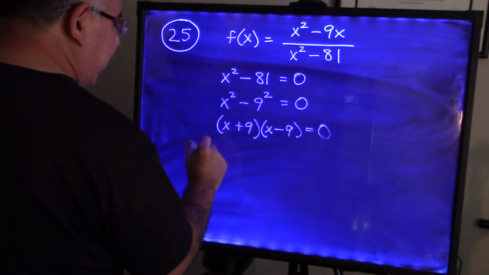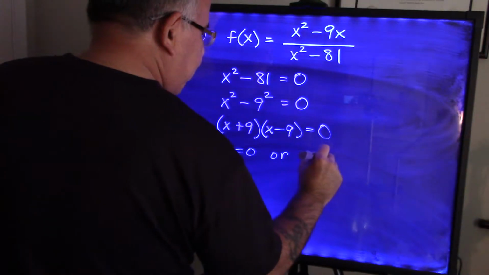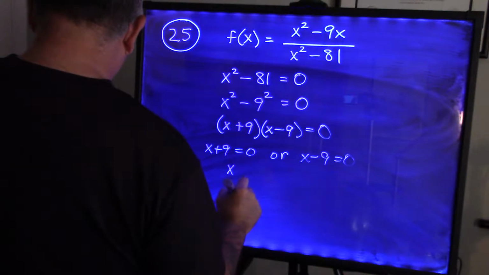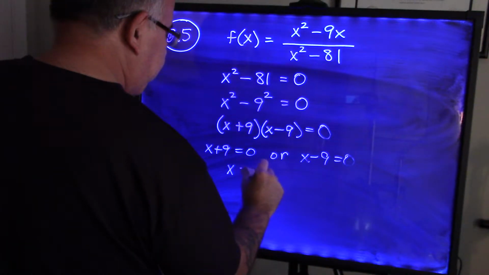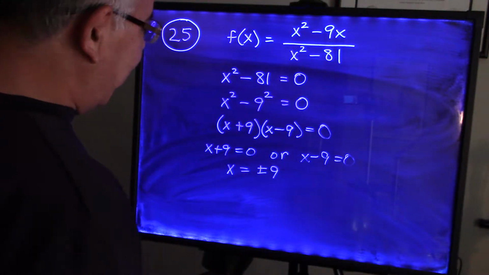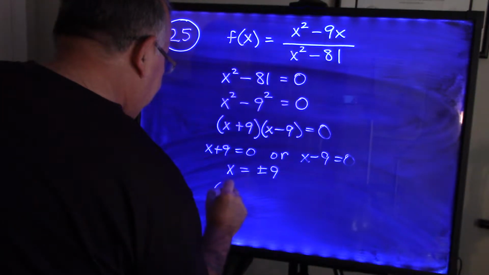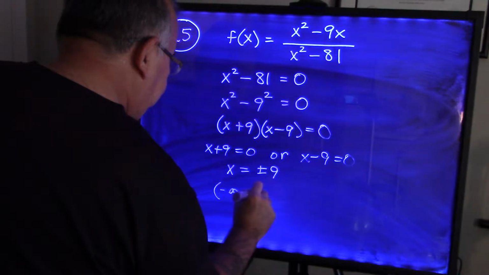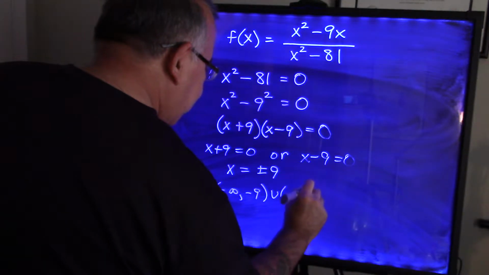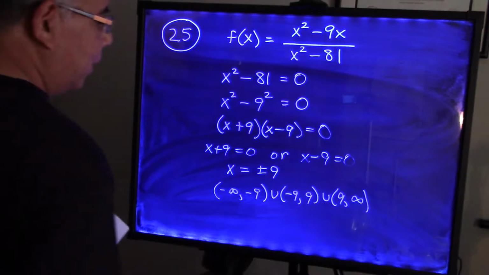So that means x plus 9 equals 0, or x minus 9 equals 0, and so x is plus or minus 9. That's not in the domain, plus or minus 9. So the domain then is negative infinity to negative 9 union negative 9 to 9 union 9 to infinity.